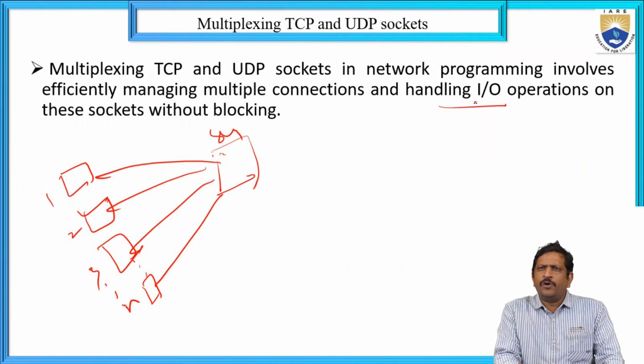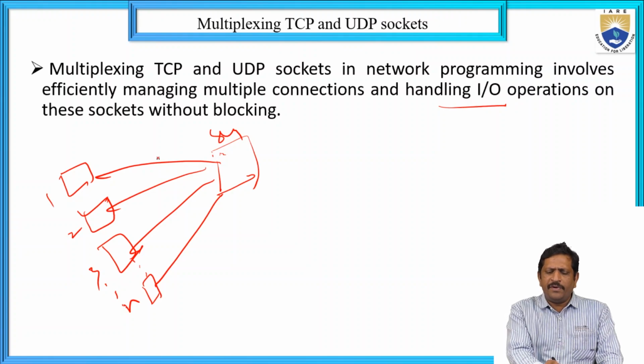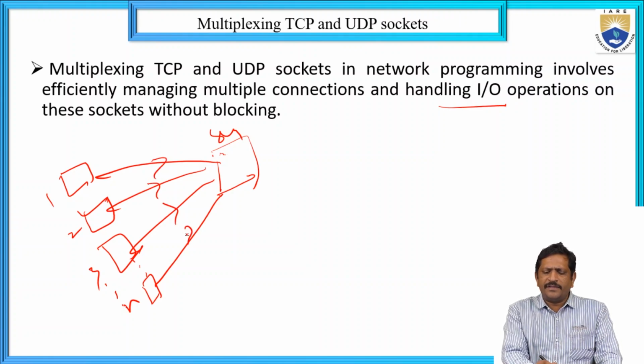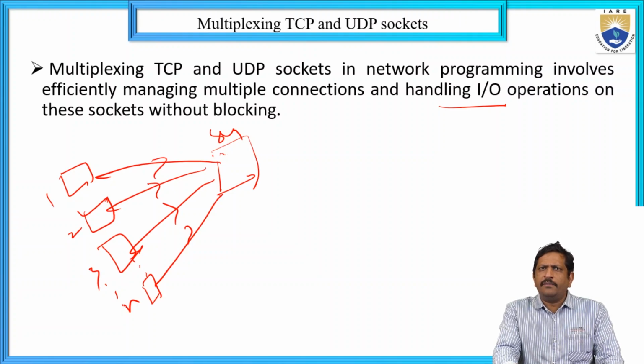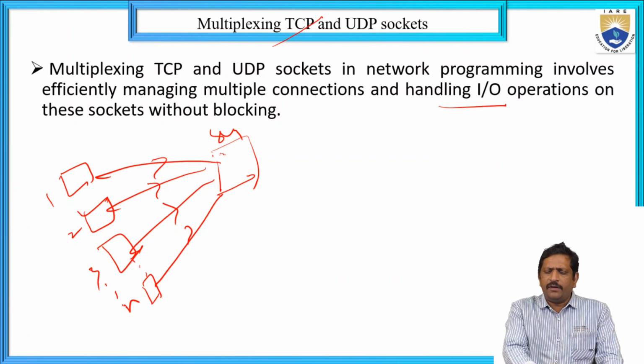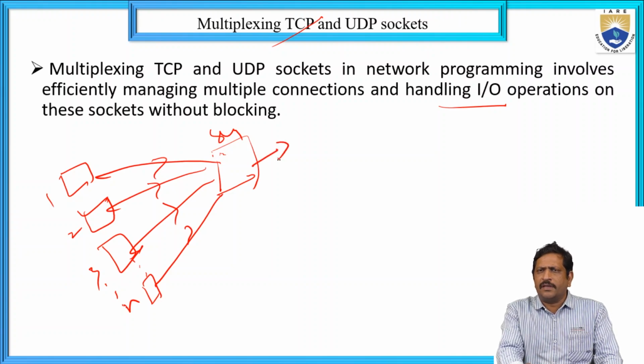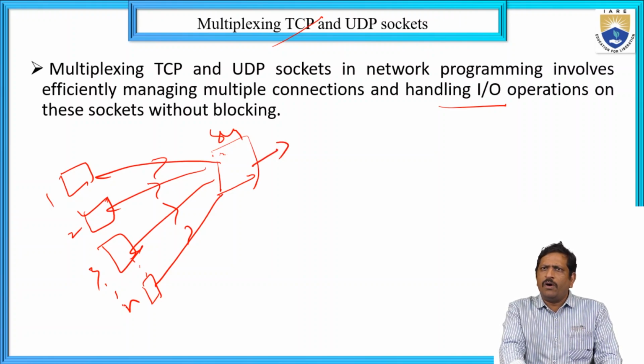Whatever input operations we are receiving from multiple clients can be handled with the help of multiplexing TCP, and output operations after multiplexing. Now we are producing a single streaming signal. So the output operations can also be managed with this technique on these sockets without blocking of the transmissions.